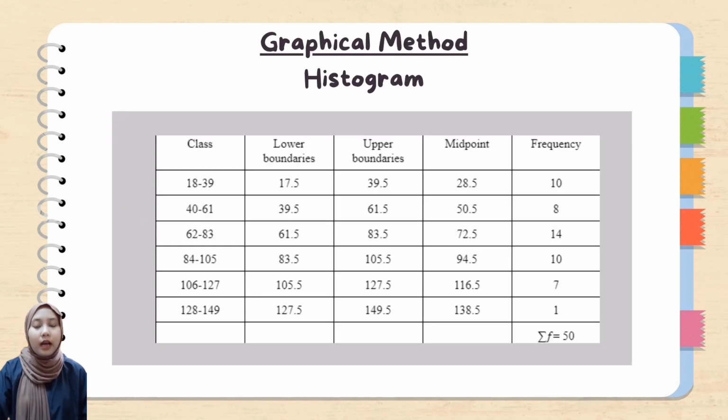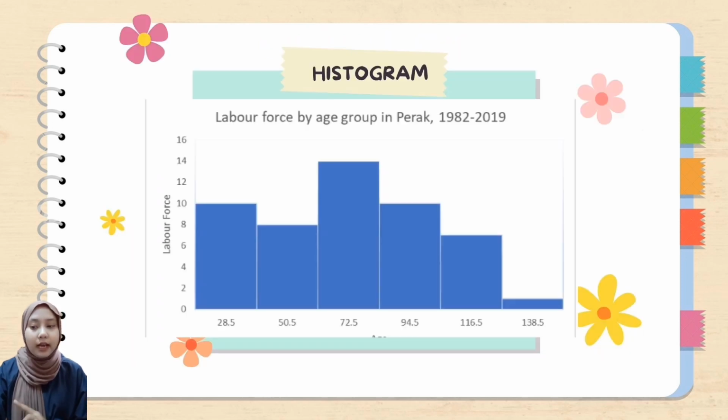Next part, we move to the graphical method. To make a histogram, the table should have the number of classes, lower boundaries, upper boundaries, midpoint, and frequency. The total of frequency should be 50. The next slide shows us an example of a histogram.